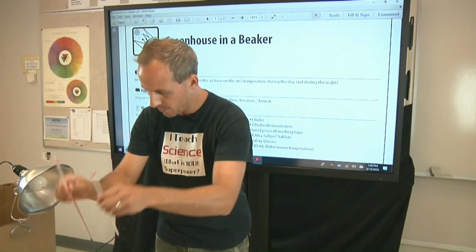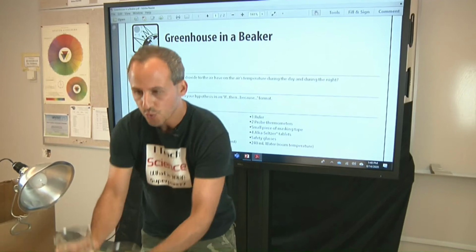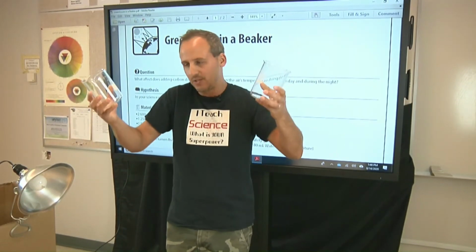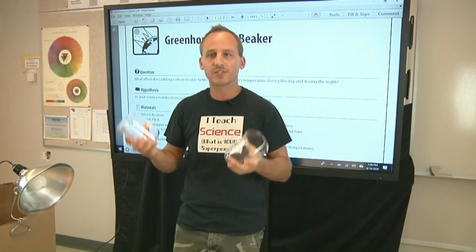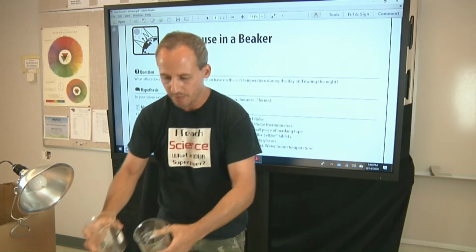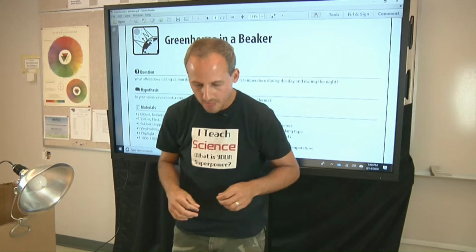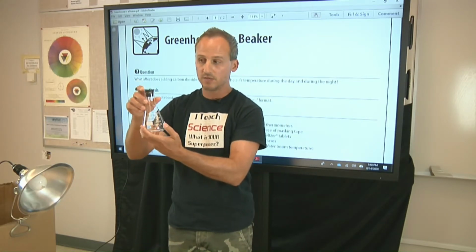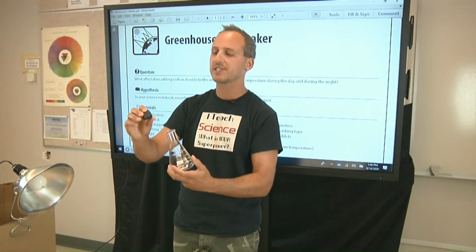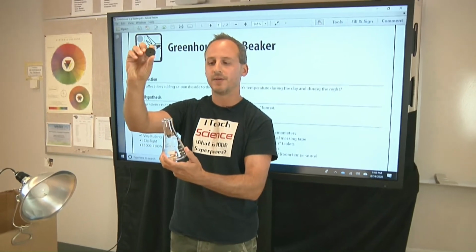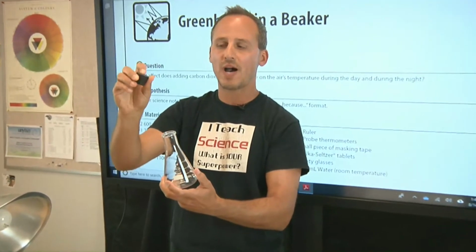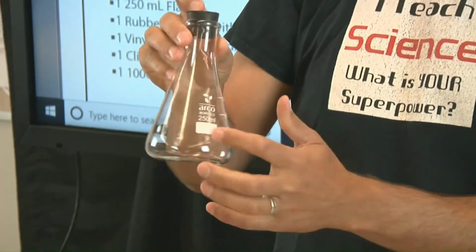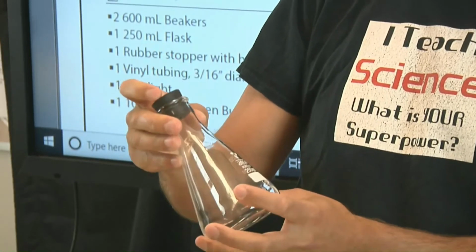So also today we've got two 600 ml beakers. Again, you could just use large cups. So you don't necessarily need two 600 milliliter beakers. You need a 250 milliliter Erlenmeyer flask, with a stopper. And the stopper is unique because it has a hole in it. Okay, so you're going to see why we need that hole in this stopper. So as you use this, you'll see.